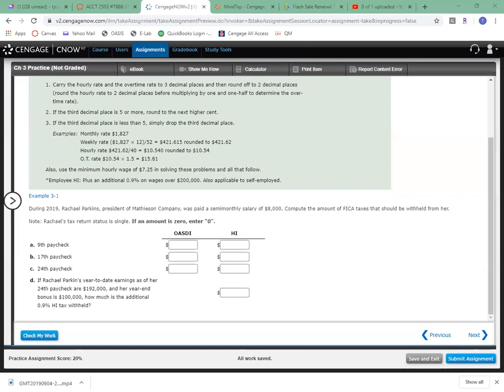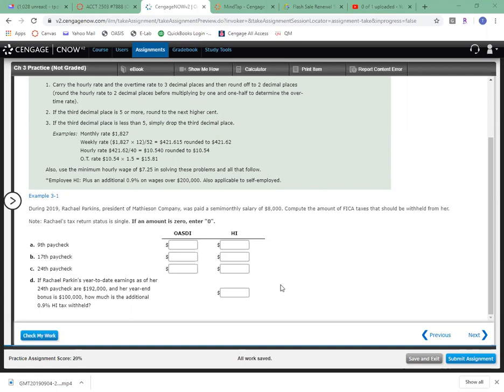Okay. So on this one, it says during 2019, Rachel Parkins was paid a semi-monthly salary of $8,000. We want to compute the amount of FICA taxes that should be withheld from her. They want us to look at it on her 9th paycheck, her 17th, her 24th, and on Part D, if she's paid a bonus of $100,000, how much additional Medicare tax she would have.